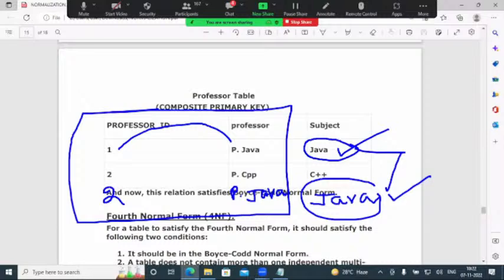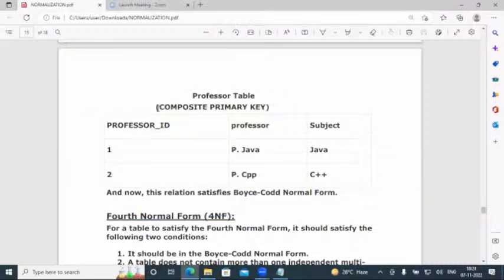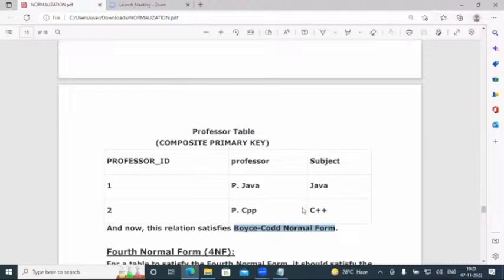Now I just change it here. After swapping here, what happens? Now professor depends on subject. But now professor is a super key column, and subject is a non-super key column. So now this relation satisfies Boyce-Codd normal form. Up to these four are important for you.